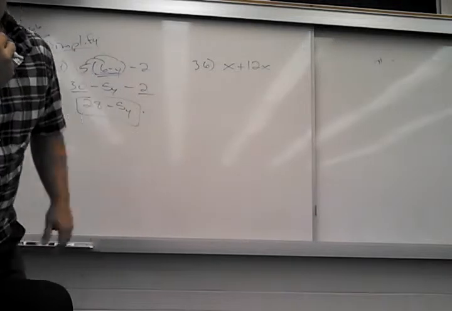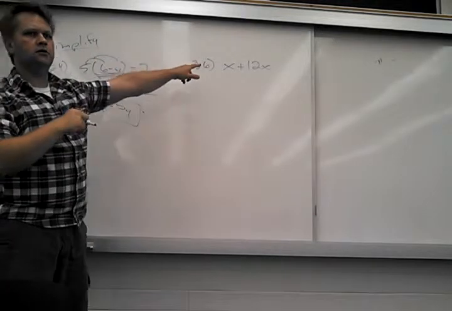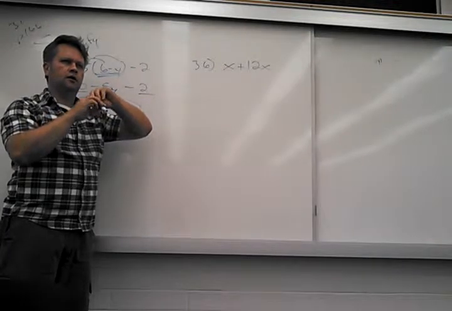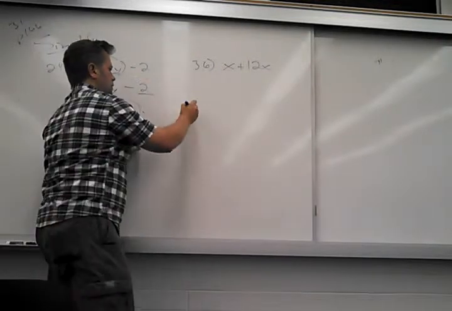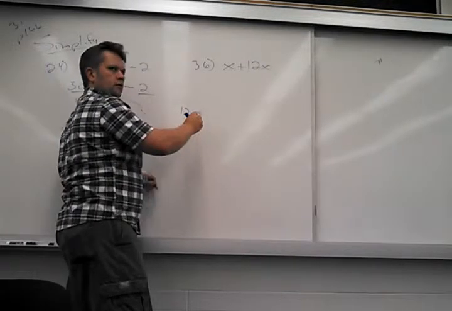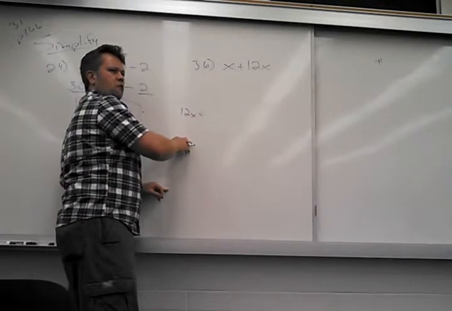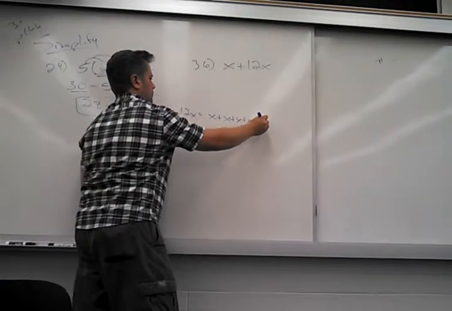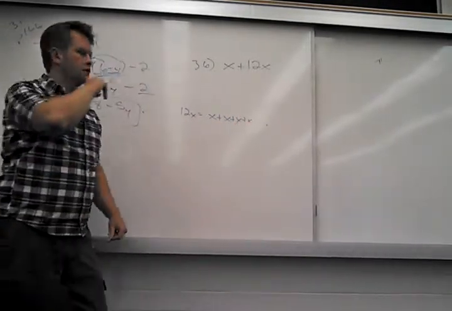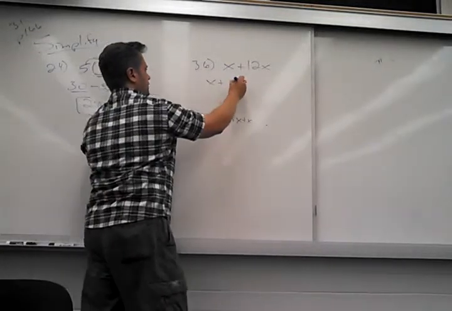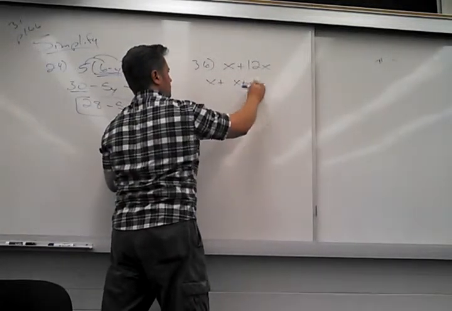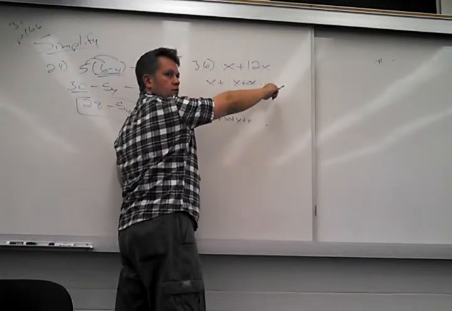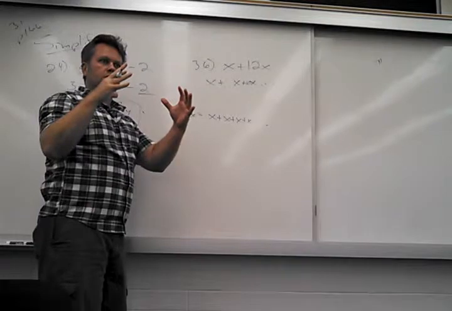This one says simplify still, right? Are those like terms? What is 12x? What does that really mean? Be even more basic. It means 12 x's in a row. So this is saying x plus 12x in a row. So now how many x's do I have in a row? 13. So how could I write that better? 13x.